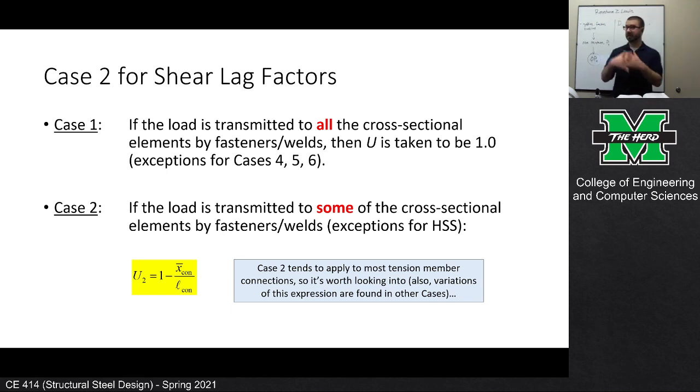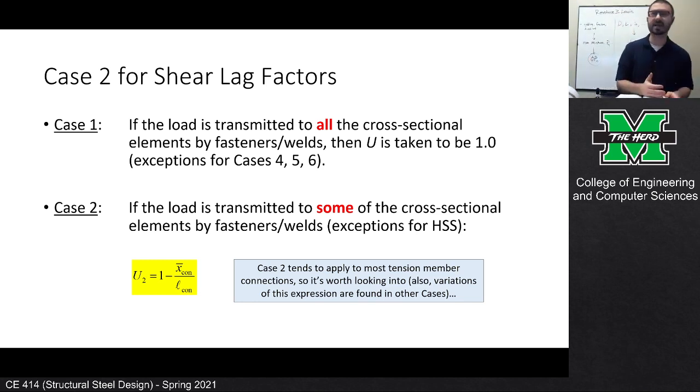Okay, so if all the cross-sectional components are connected, we really don't need to consider that stress discontinuity too much. However, again, what's very often is that the load is transmitted to some of the cross-sectional elements by fasteners or welds. Not all of them, but some of them. So, an angle that's only connected with one leg, or a channel that's connected by the web, but the flanges are left unconnected, what have you. That would be a case 2. And case 2 is probably the most fundamental one that you need to understand.